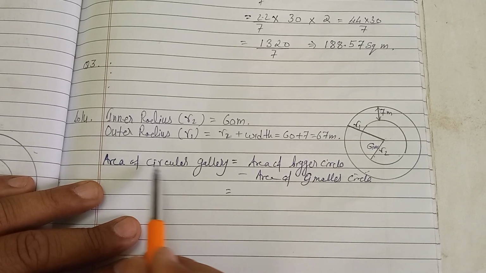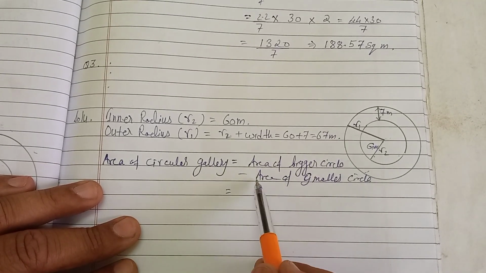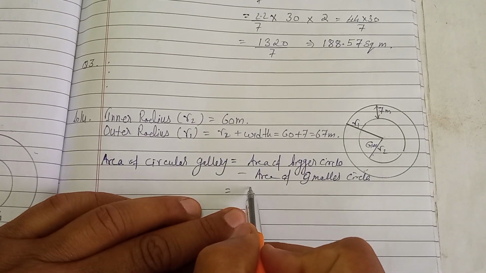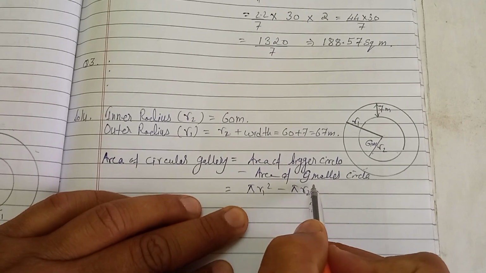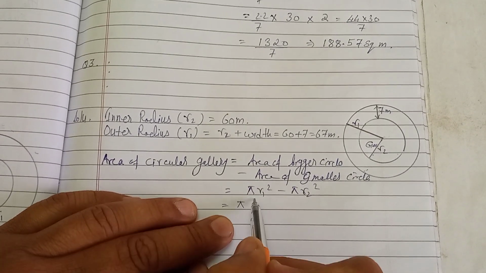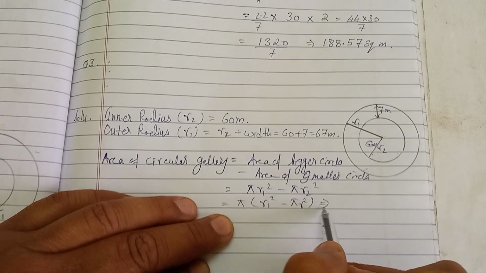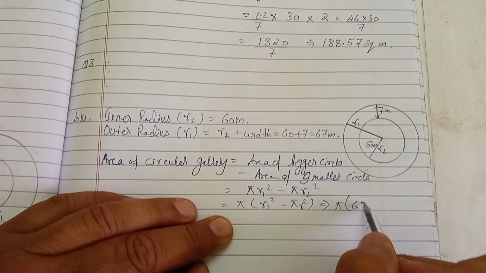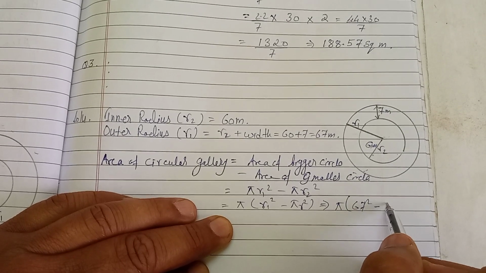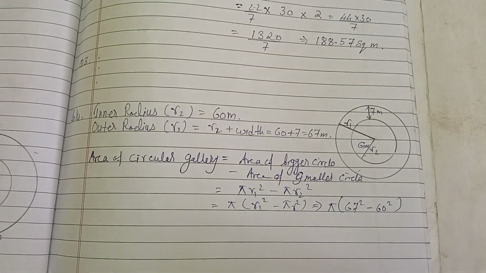Now we have to find the area of the circular gallery. That is area of big circle minus area of small circle. Same formula. Pi r1 square minus pi r2 square. Pi is common for both. R1 square minus R2 square. Now put the values. The value of R1 is 67 square, minus the value of R2, 60 square. Till this step, is it clear?